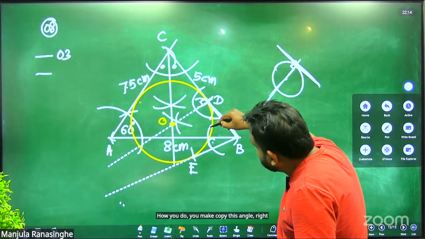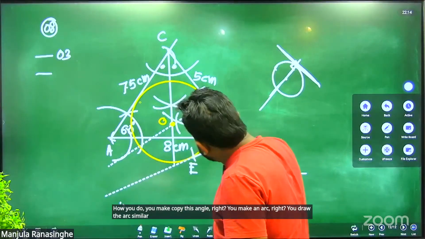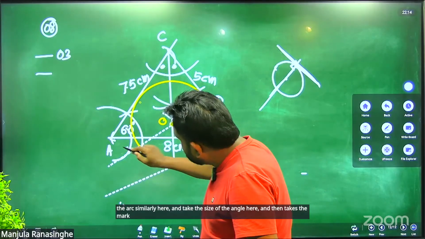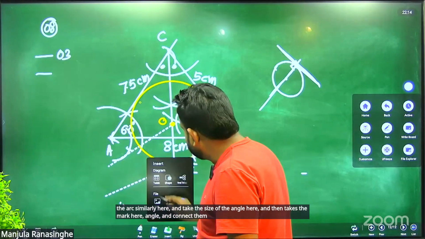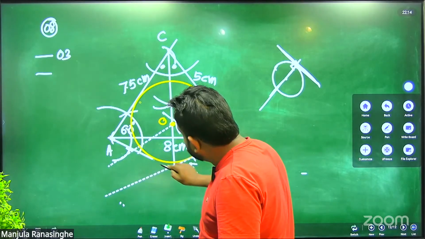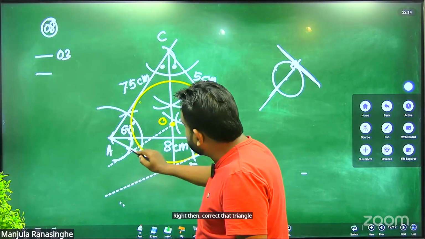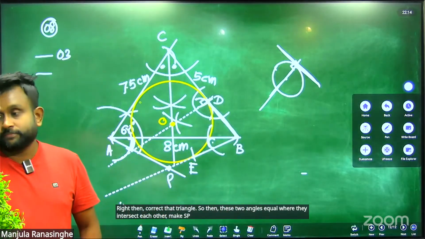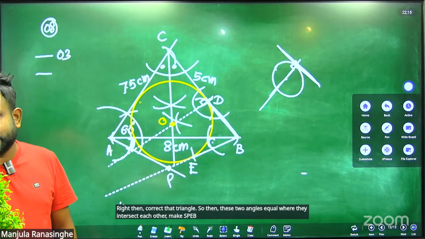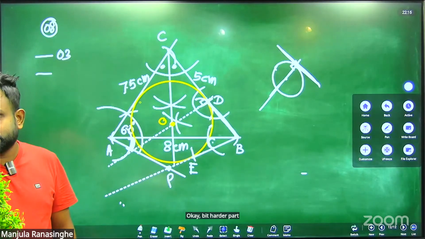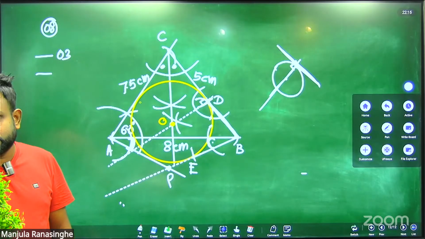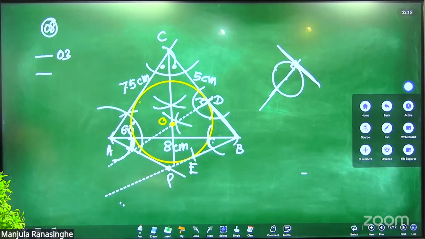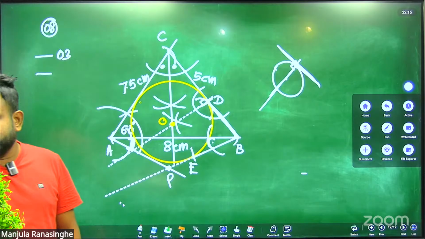You make an arc. You draw the arc similarly here, take the size of the angle here, then mark it here and connect them. Then these two angles are equal, and where they intersect each other, mark that as P, on line EB. Okay, a bit harder part. If you have any doubts, you can ask.